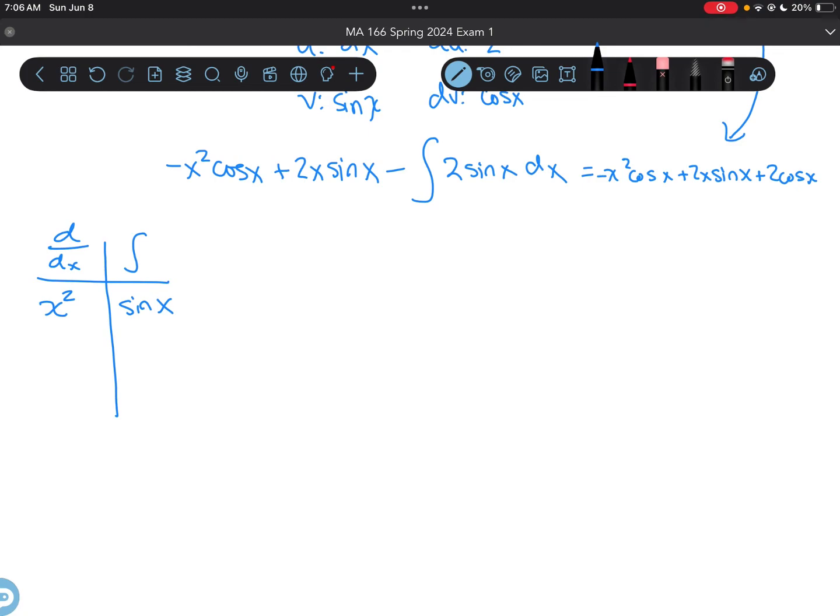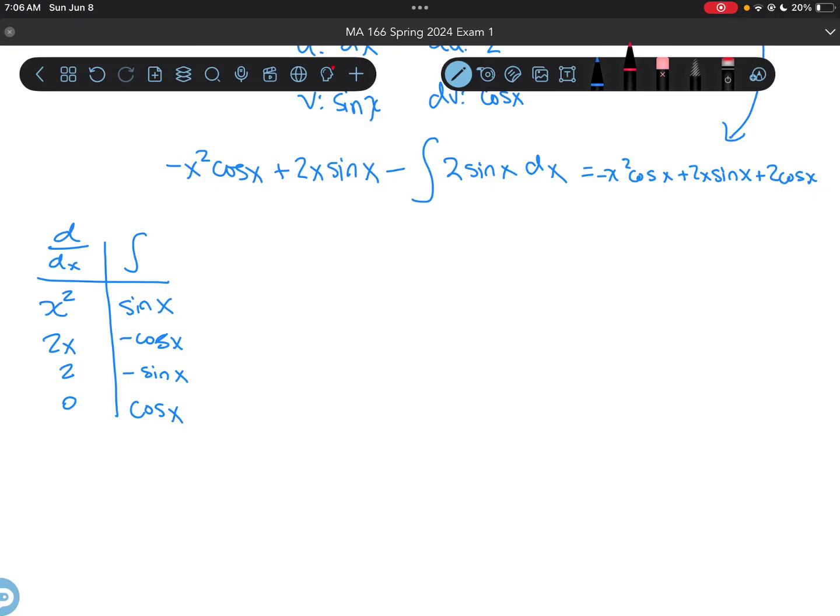So what I'm going to do on the left-hand side, the side that says d dx, is find the derivative. So x squared becomes 2x, 2x becomes 2, and then I get 0. I'll stop there. On the other side, I find the antiderivative. So the antiderivative of sine x is negative cosine x. The antiderivative of negative cosine x is negative sine x. And the antiderivative of negative sine x is cosine x. Okay, so what do I do now?